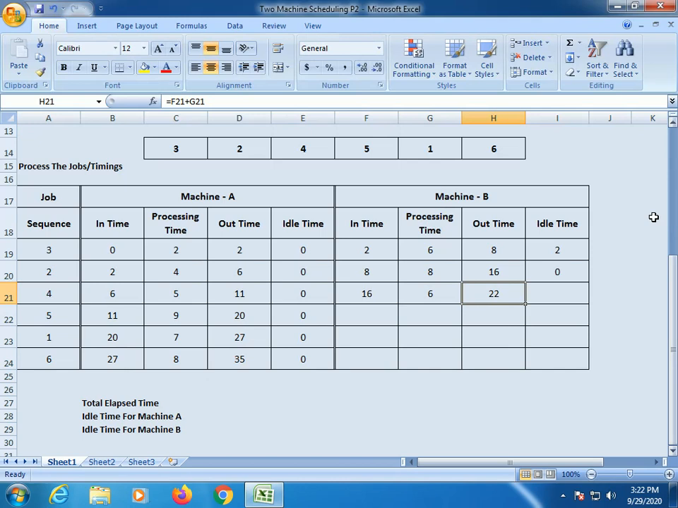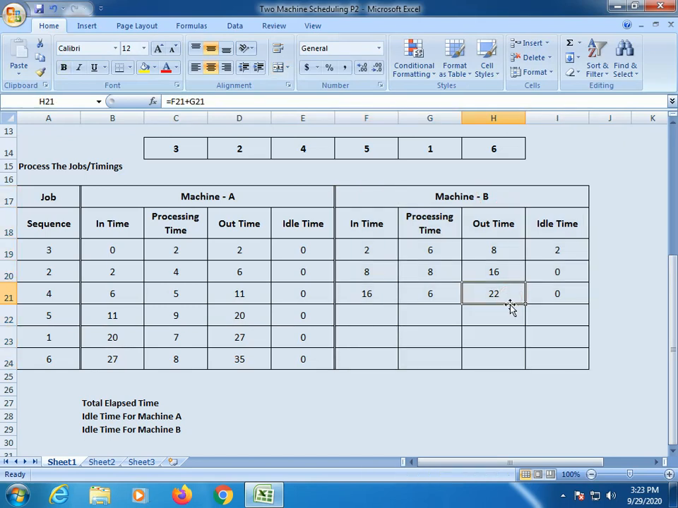At 22 hour we have completed job 4 on machine B. So what about the idle time? Here the previous job out time is 16, the present job in time is 16. So here the idle time is 0. At 22 hour we have completed the previous job, so at 22 hour machine B is ready to perform the next job.